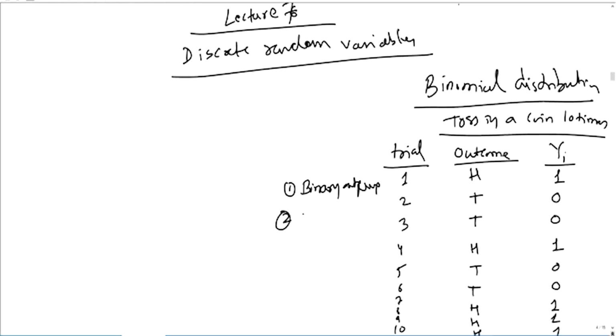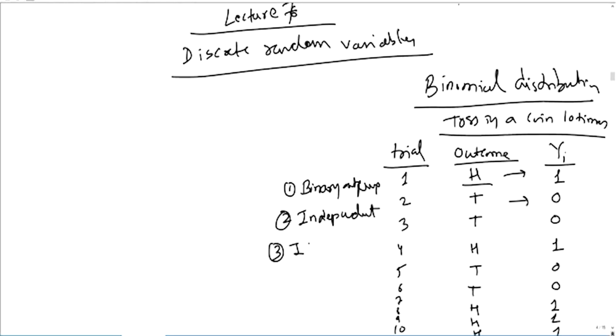Second, these trials are independent of each other. What does that mean? Whatever happens in the first trial does not affect what would happen in the second trial. That means whatever outcome you obtain in the first trial does not affect the outcome in the second trial. For example, if you get heads in the first trial, would it determine whether you would get tails or heads in the second trial? Really, it doesn't, right? So these trials are said to be independent of each other.